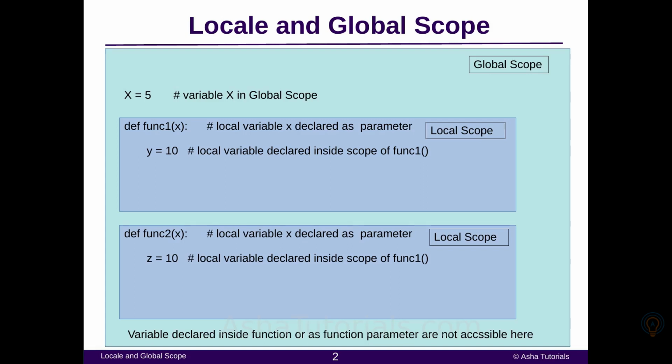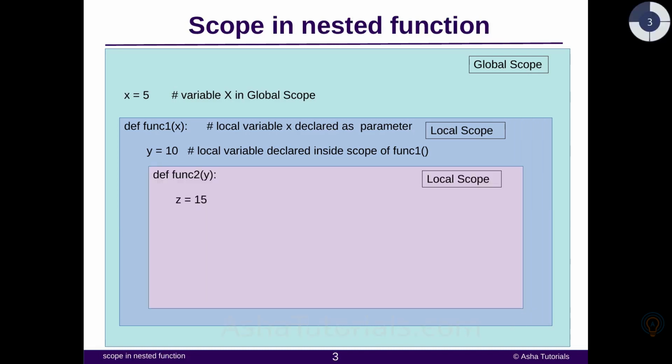Python also allows us to declare a nested function, so a function can be declared inside another function. This is how the scope of a nested function will look. As we can see, whenever a nested function is declared, its scope is separated out here.